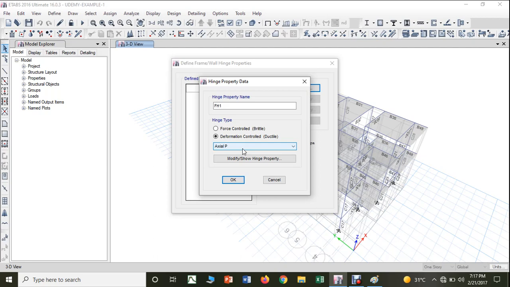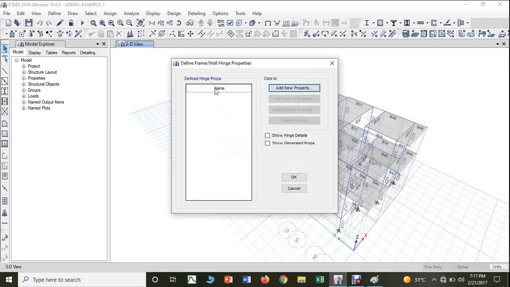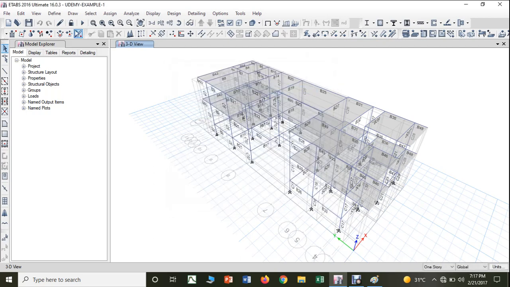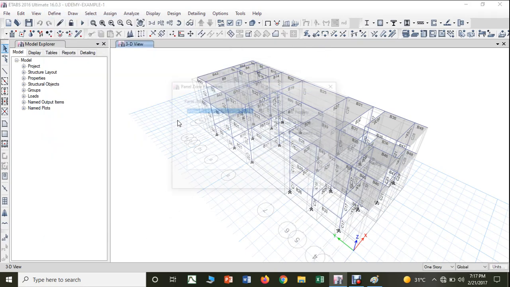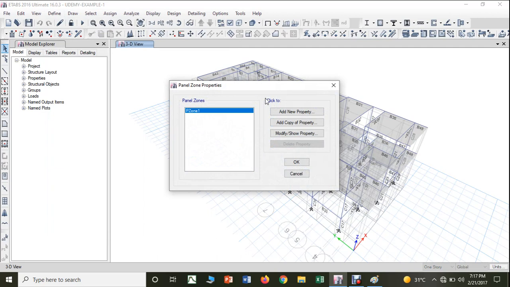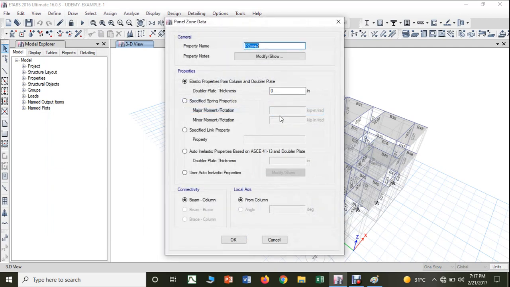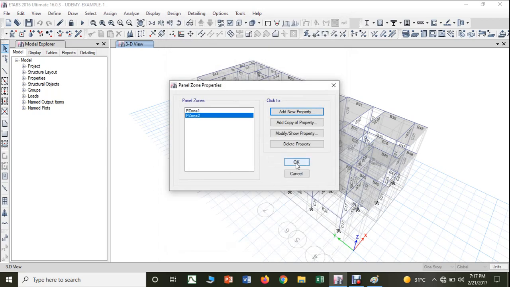Okay, so that property, we are going to call the frame or wall hinge properties. Then one more option that you can have here is the panel zone. That depends upon when you have a special design of the structures under the lateral forces, that is wind and earthquake. Okay, so that is all about this.